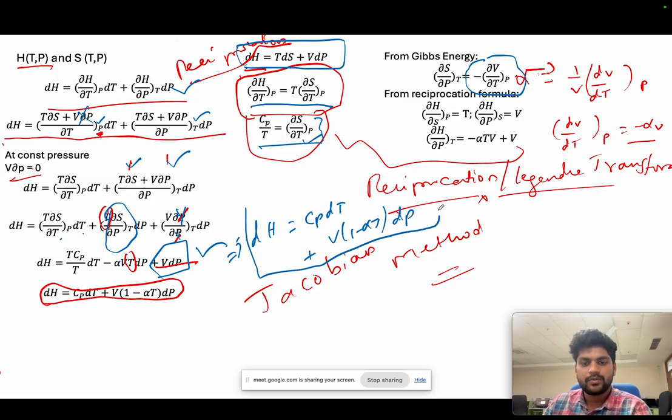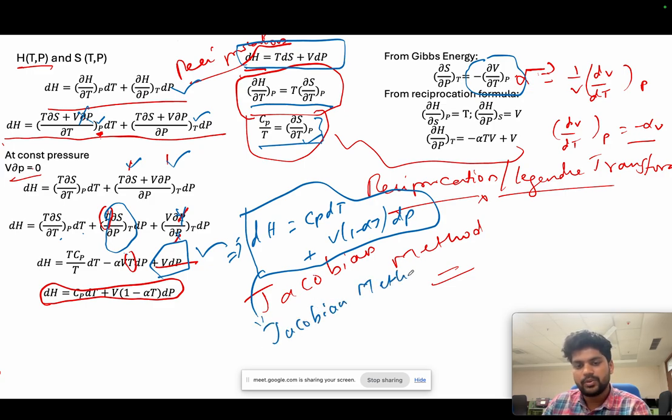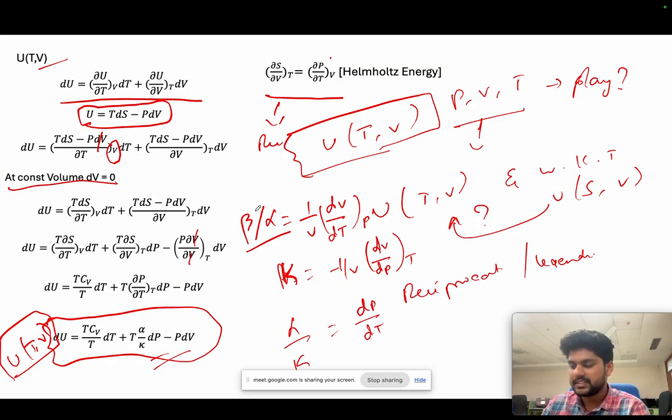So this is another way of doing it. This is basically done from the Jacobian method. Without explaining the Jacobian method, I directly showed how we can do it. And this is the second one, which is not explained. I just want to give it as an example.